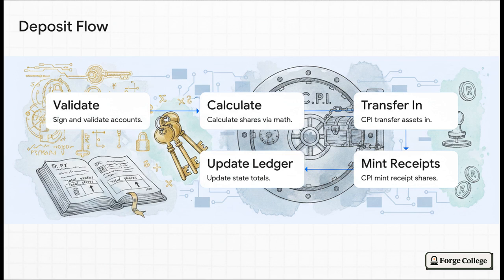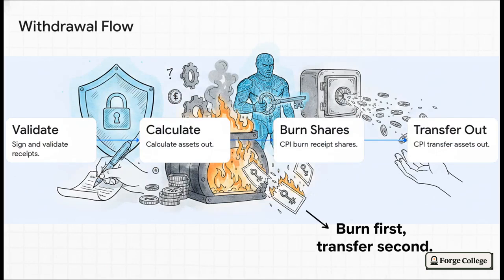The strict order here is absolutely vital, guys. You never, ever mint the shares until the asset transfer has completely succeeded. And the withdrawal flow? It's the exact reverse. After validating, we calculate the assets owed using that flooring policy we just talked about. Then, the PDA gatekeeper uses a CPI to permanently burn the user's hotel keys. Only after those receipt shares are destroyed do we execute the final CPI to unlock the safe and push the underlying assets back to the user. Burn first, transfer second. This prevents those nasty reentrancy nightmares and ensures the ledger always reconciles.